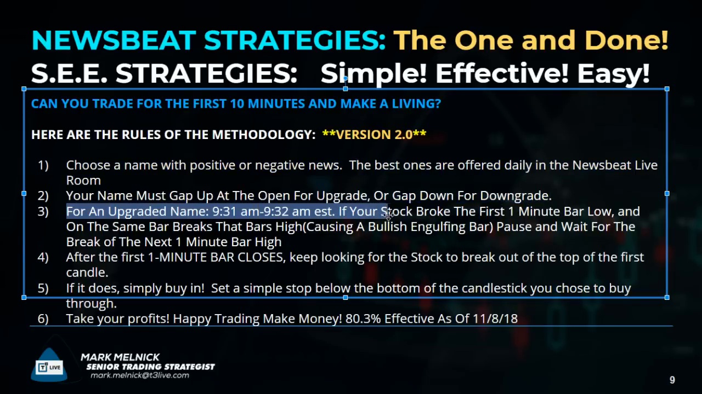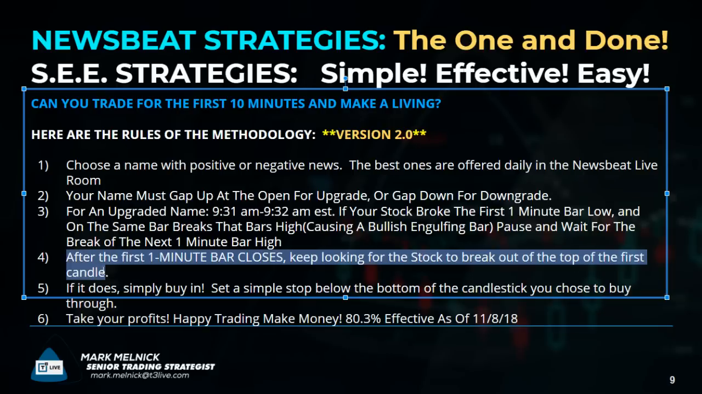So for an upgraded name, you look for a long. For a downgraded name, you look for a short of the 1 minute low. So after 9:31 a.m., the first 1 minute bar closes, Eastern Standard Time. What you are doing there is you are looking for a simple break of that first candle. If you're looking for a long, you're looking for the breakout. If you're looking for a short, you're looking for the breakdown. Sounds really simple. Sounds really easy.